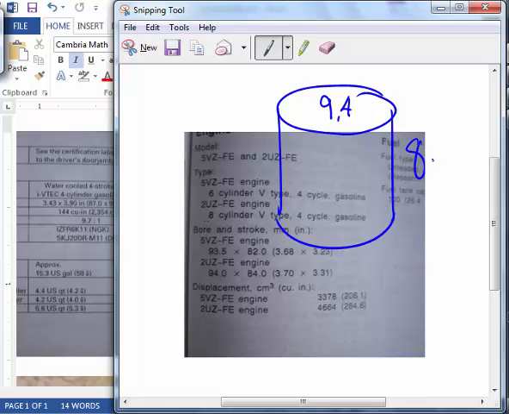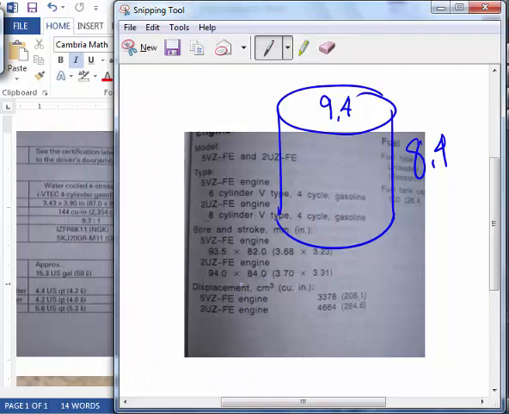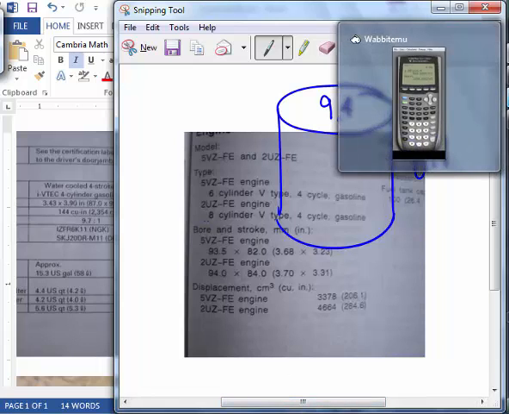If you notice, it's not quite as much stroke in the truck engine, so it doesn't move up and down as much. It's got a lower compression ratio than the Honda had. If you notice the compression ratio here, it doesn't say what it is, but the compression ratio on the Honda was like 9, which is a pretty high compression ratio.